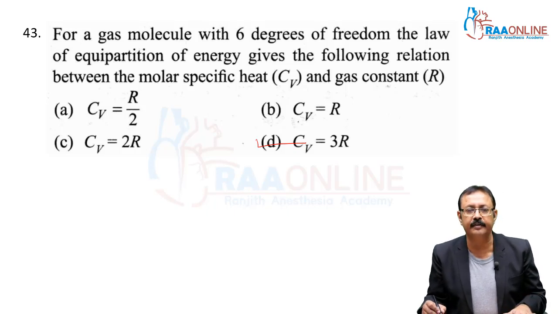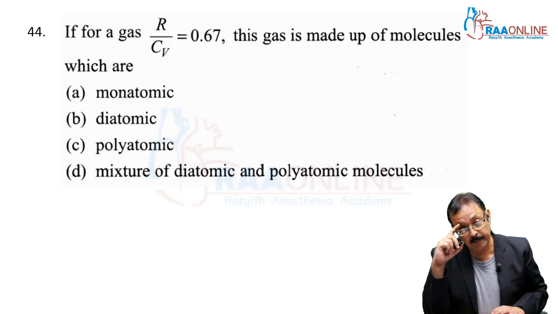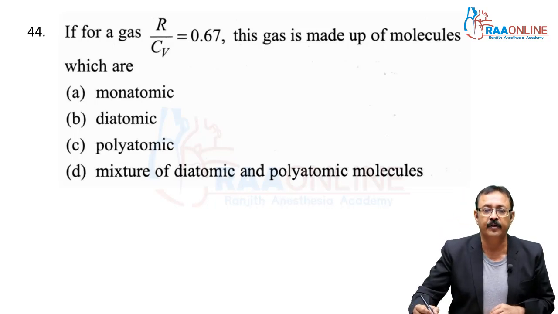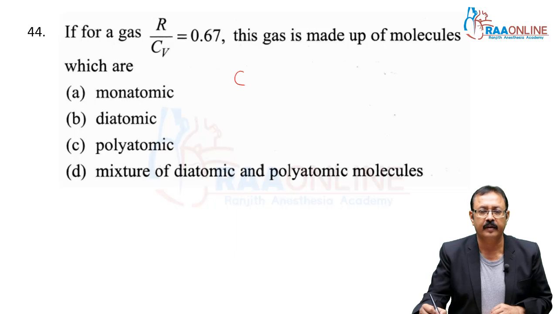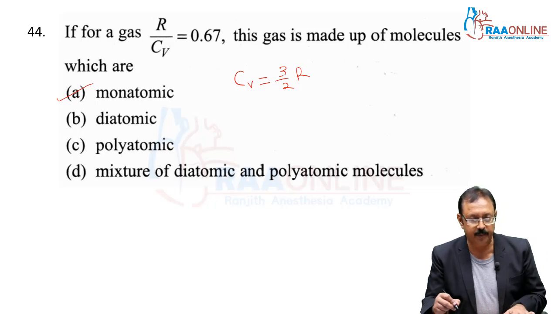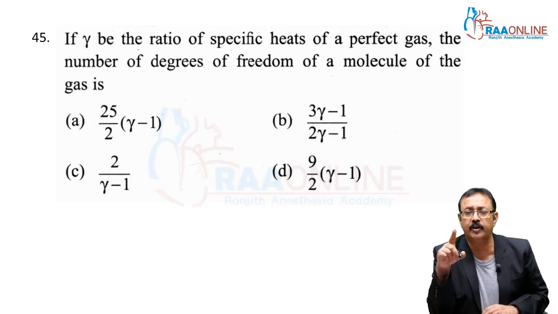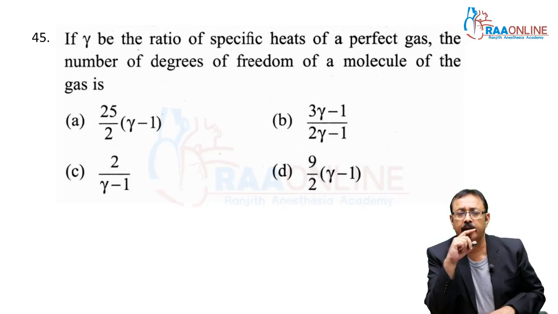We have the derivation. If for a gas R upon Cv is 0.67, which type of gas is it? We know that 0.67 means 2 by 3. Take 3 on that side, so Cv is 3/2 R. It means it should be monoatomic.